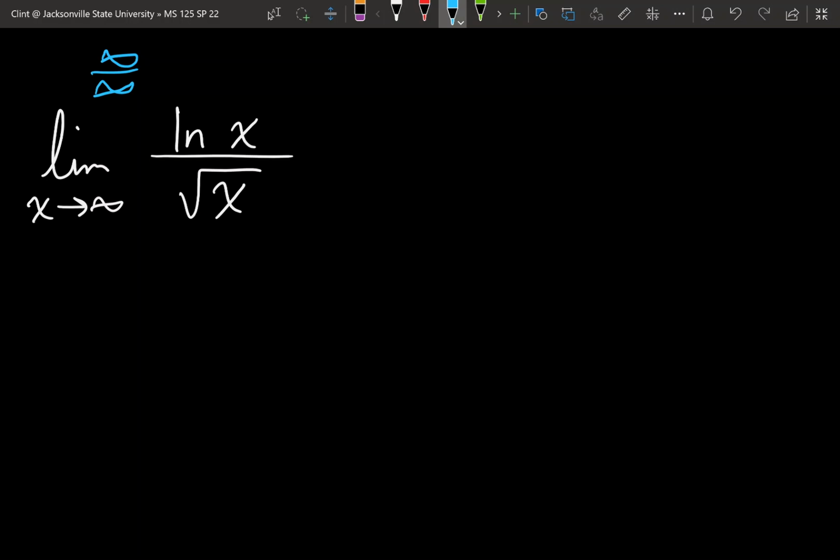Hey, those are ugly. So we can use L'Hopital's rule. Take the derivative of the top and the derivative of the bottom.